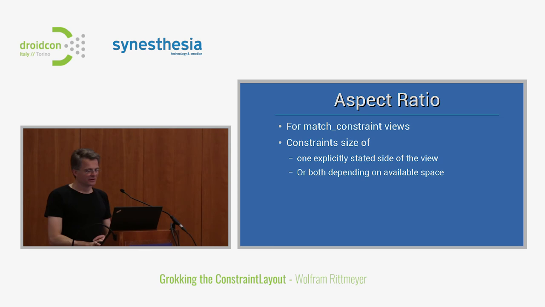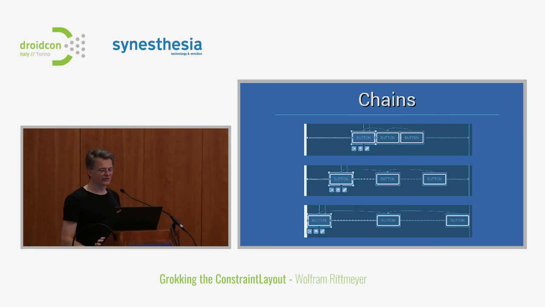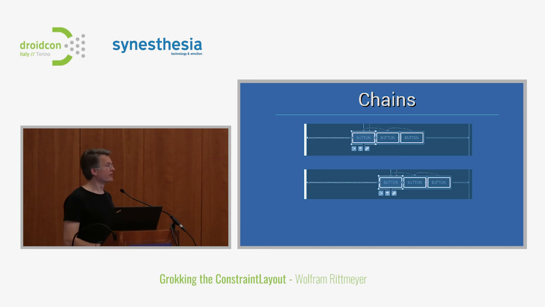So I think I've said everything about the chains, just so that you can see this. Those slides are published later on the Droidcon site, I guess. You can have a view in here to understand them again. So there's a packed at the bottom, the normal spread, and the spread inside at the bottom. And there is a variation for packed. You can, of course, use a bias to move the pack around. And there is a variation for spread.